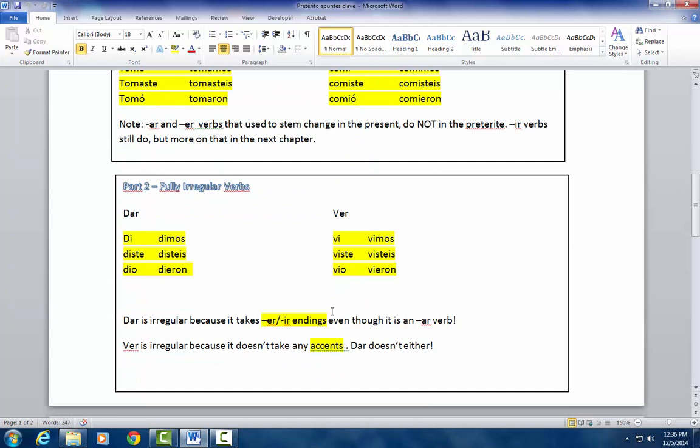Part 2, fully irregular verbs. Dar is the first one: di, diste, dio, dimos, disteis, dieron. Ver: vi, viste, vio, vimos, visteis, vieron. Dar is irregular because it takes ER or IR endings, even though it's an AR verb. Ver is irregular because it doesn't take any accents. Dar doesn't either.